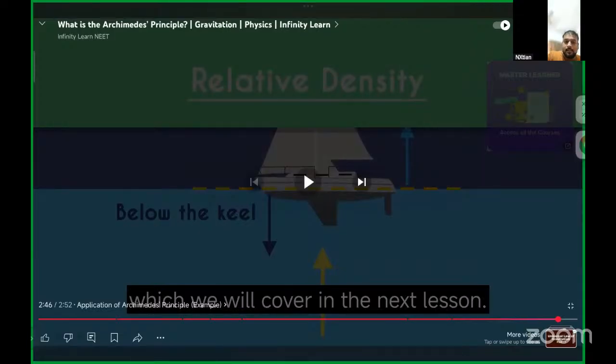Did you understand, guys? What is Archimedes principle? Yeah. So the amount of water displaced is equal to the weight of the object that you are putting in. Okay. Yes or no?